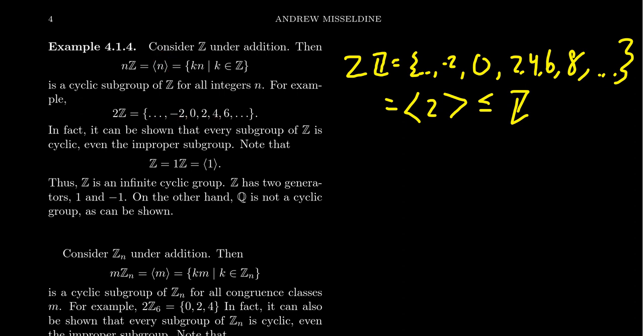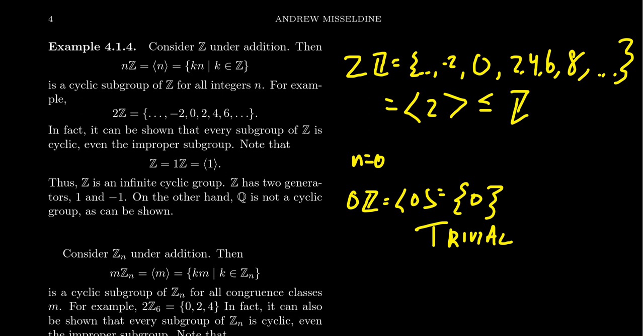Now in particular, we prove this for any integer n, and there are some very important special cases to notice here. So for example, when you take n to be 0, you're just going to get 0Z, which of course is the same thing as the cyclic subgroup generated by 0, which would just give you multiples of 0, which is just 0. This is the trivial group. This is the trivial subgroup. And I want you to be aware of this in general, that if you take the cyclic subgroup generated by the identity of the group, you'll always just end up with the trivial subgroup.